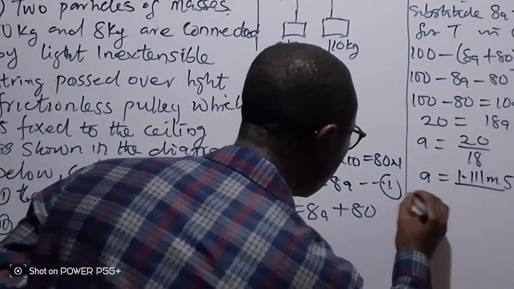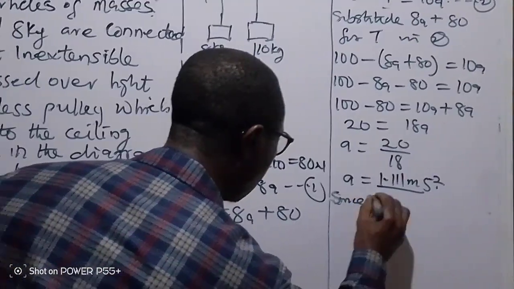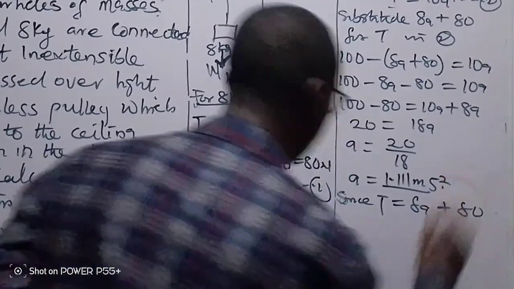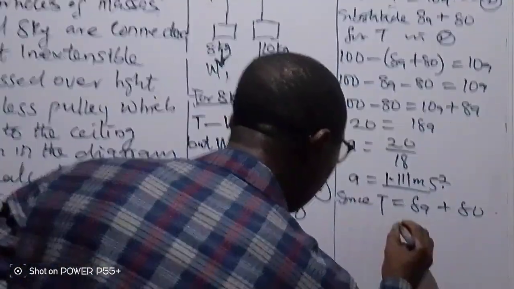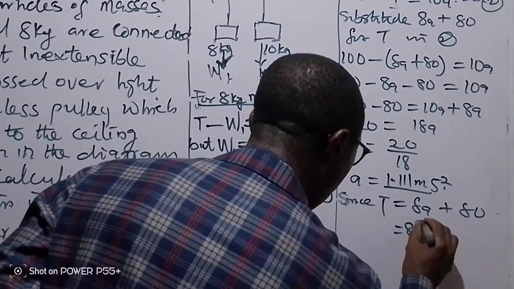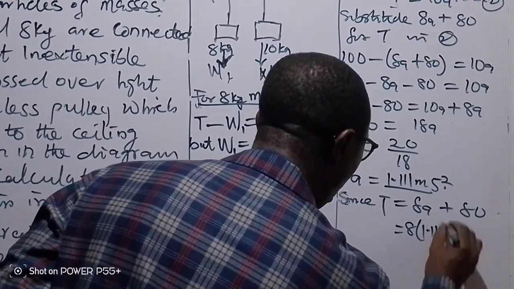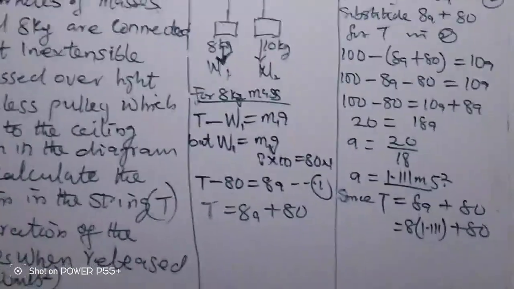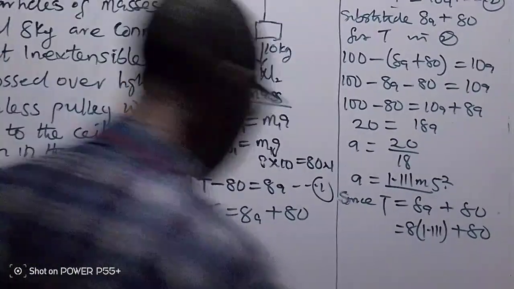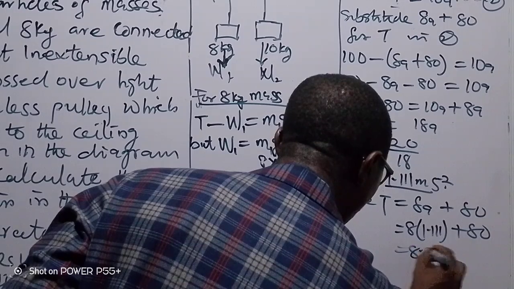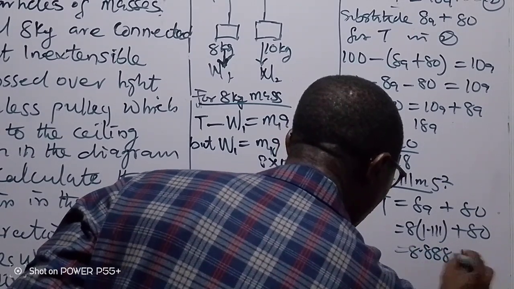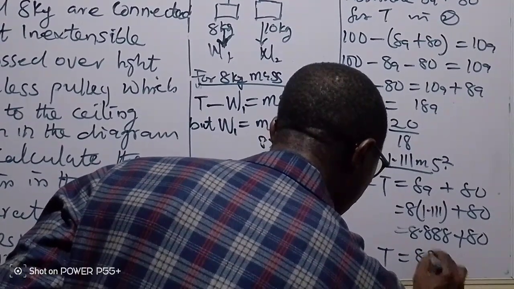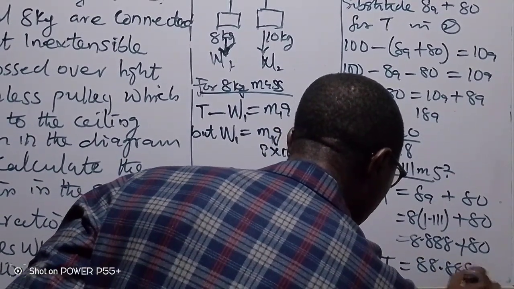Since T is equal to 8A plus 80, then we can now say our A is 1.111, that is plus 80. Then this one will now give us 8.888 plus 80. Then the tension will be equal to 88.888 Newton.